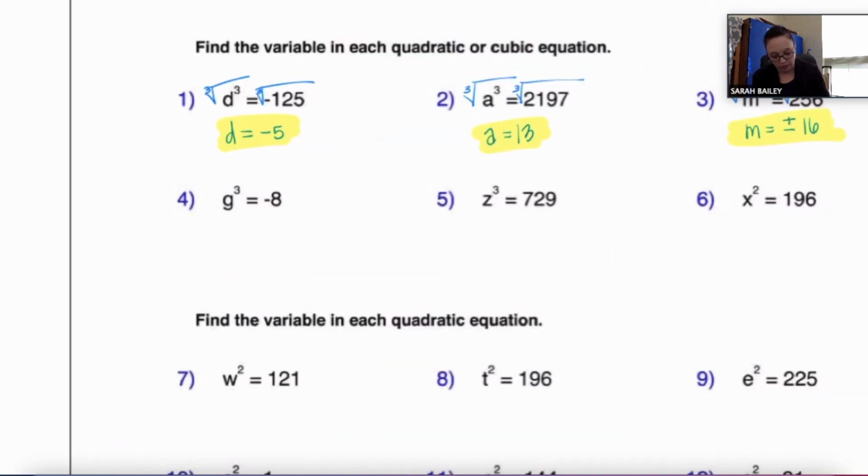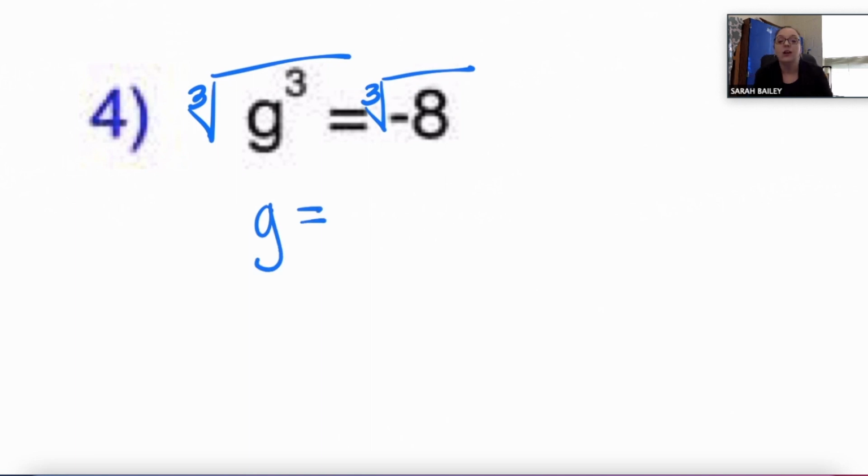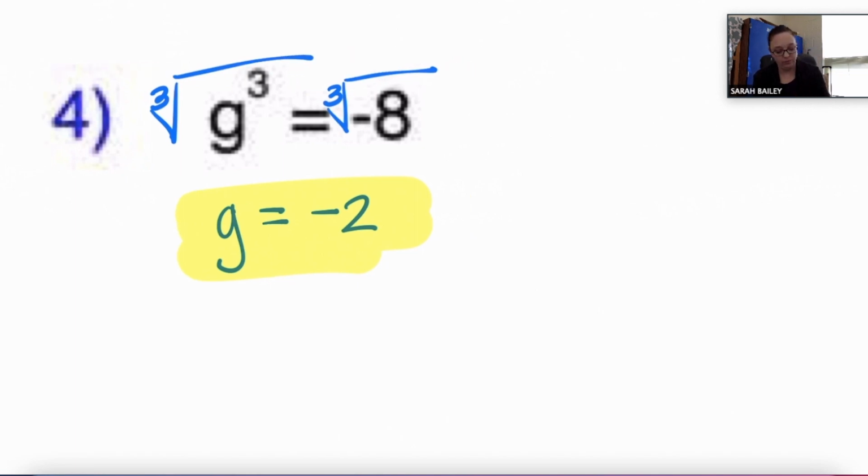Okay, let's go to number 4. It says G cubed is equal to negative 8. So I'm going to do the opposite operation. So in this case, I'm taking the cubed root. So that will leave me with G. And the cubed root of negative 8 is negative 2. Not positive 2 and negative 2, just negative 2. Remember, cubed roots have one solution.